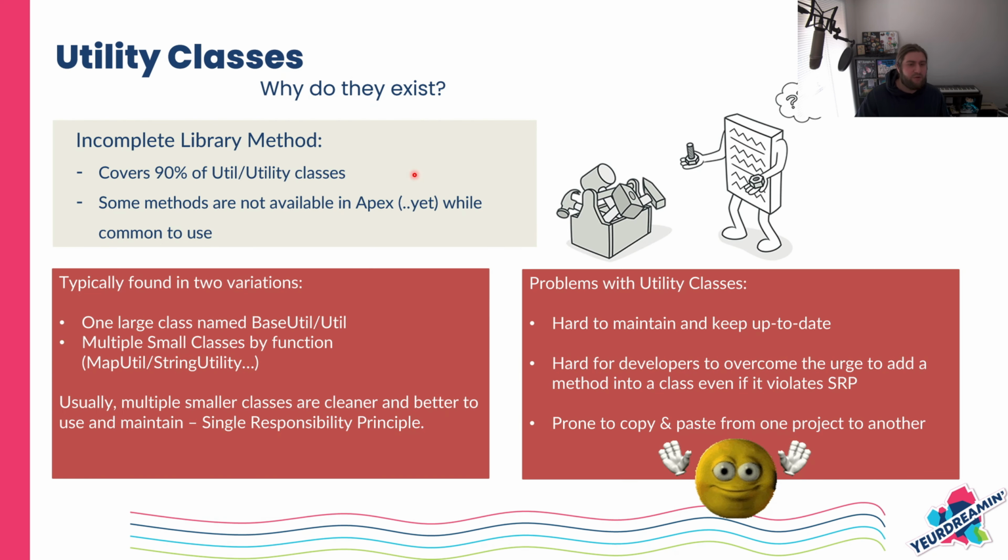You can have multiple variations of them. You can have multiple different smaller classes, map util, string utility, whatever, or you have one large class. All of them, at least 90% of what I saw ever, is there is no such method in the library. There is no such method in any Apex class which we can use from some open source libraries. So we have to write it ourselves.